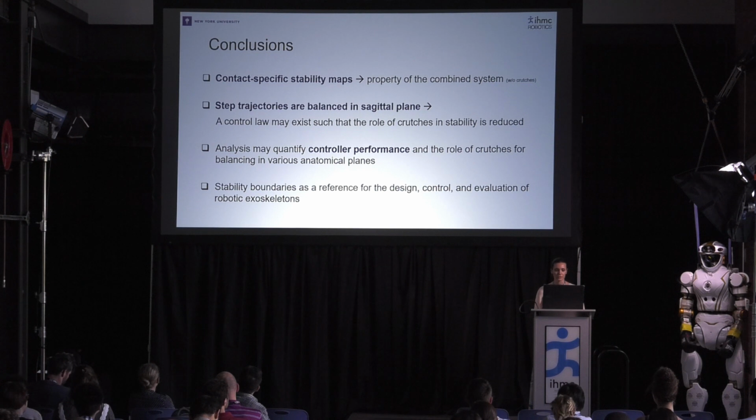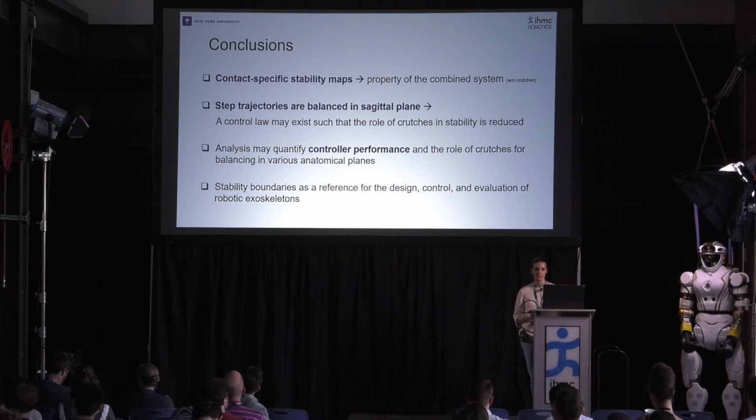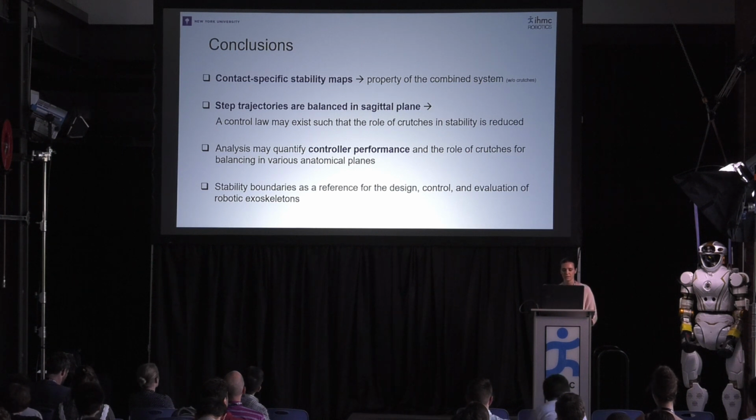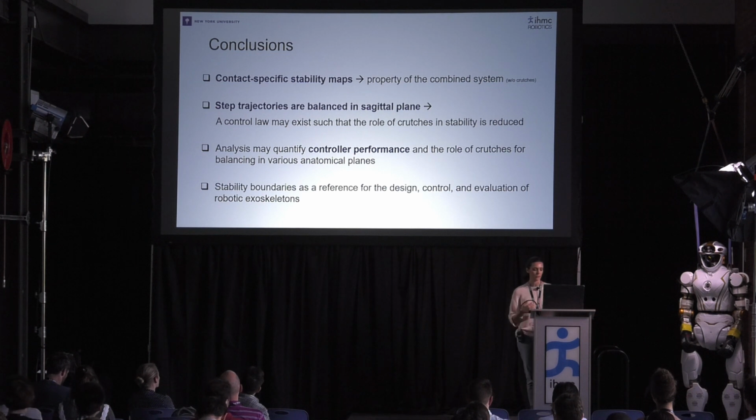For the Mina V2 walking, we saw that the step trajectories resulted as balanced at all times in the sagittal plane. So our guess is that maybe in the future a control law may exist such that the role of crutches, which are still used today, in sagittal plane stability might be reduced. And we'll keep doing similar analysis to evaluate controller performance and identify the role of crutches in stability in various anatomical planes, so not just sagittal, but also frontal.